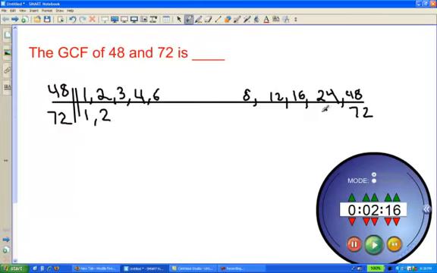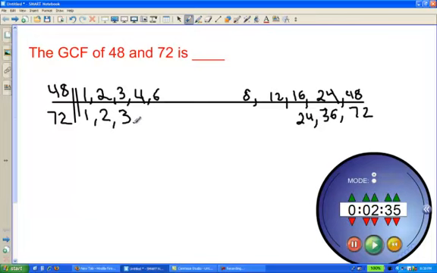2 times what? 2 times 36. 2 times 30 is 60. 2 times 6 is 12. 60 plus 12 is 72. 7 plus 2 is 9. 3 goes into 9. How many times? Well, I got to know my hours again. 3 times 24. 3 days is 72 hours.